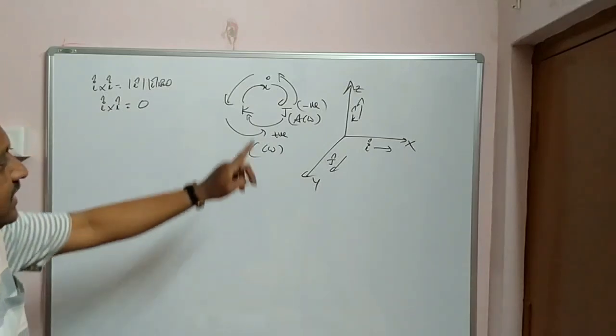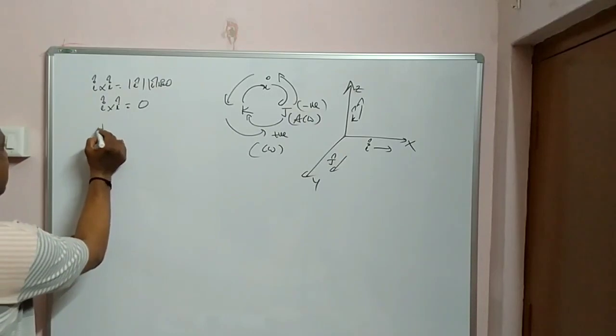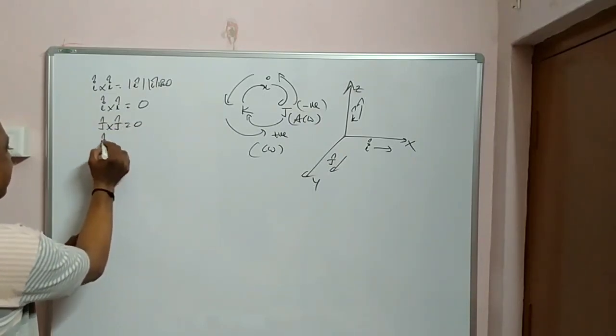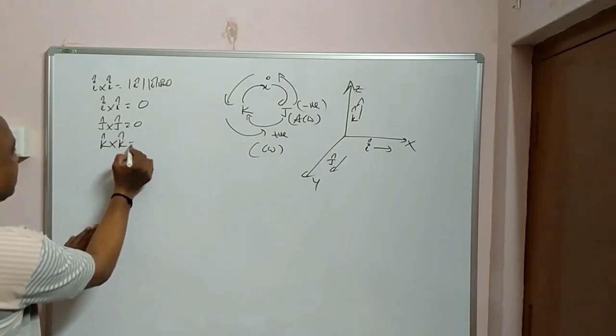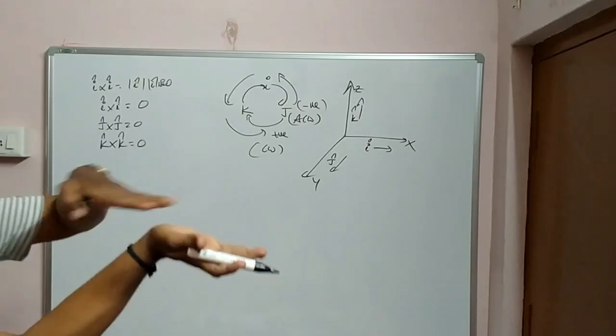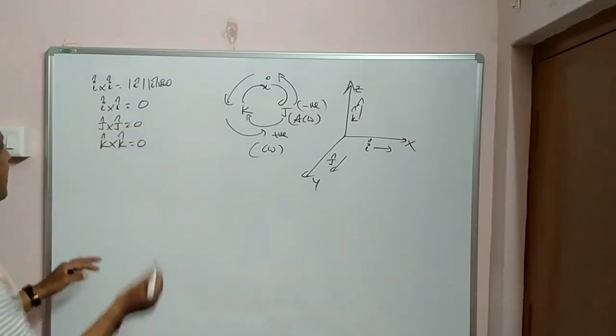In the same fashion, j cross j, same direction, angle 0. Therefore, j cross j is 0. The same way k vector cross k unit vector is equal to again 0. Because why are you taking 0 here? The vectors are along the same direction. Same direction means the angle is 0. Sin 0 is 0. Okay?